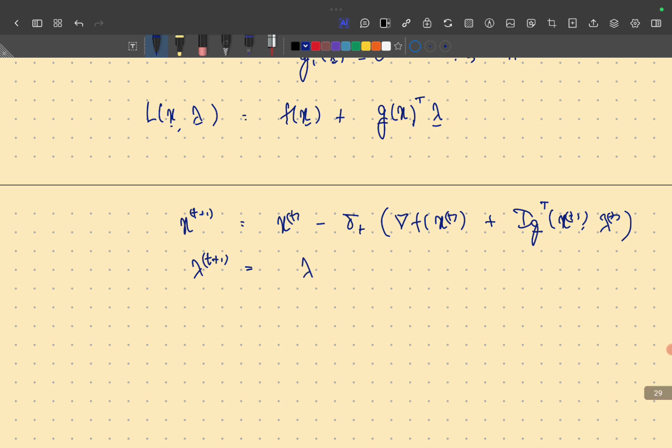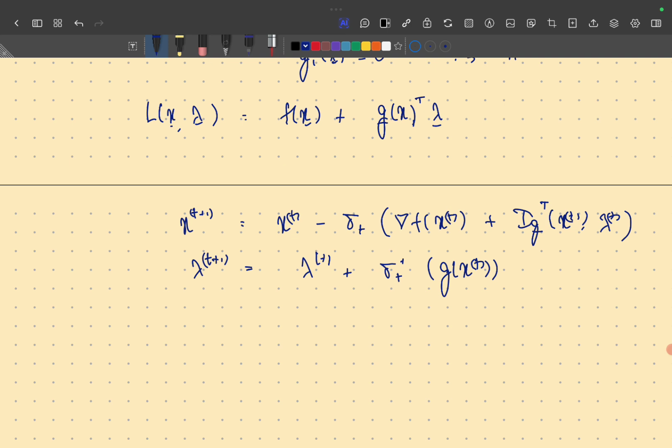Lambda t plus some delta t prime g of xt. It's one way to do it. But now I can't guarantee that at every step.